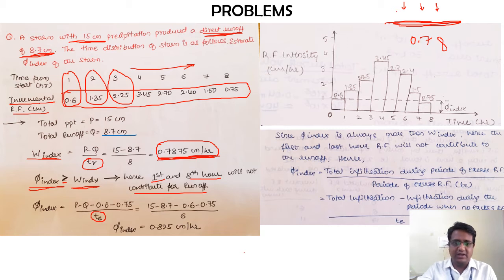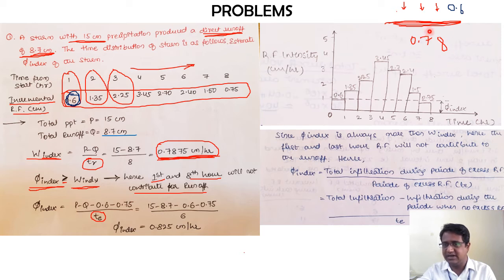Now for the first hour, I'll denote it with blue color. For the first hour, the amount of rainfall occurred is 0.6 centimeter per hour. Now see here, the infiltration rate of the soil is more. The infiltration rate of the soil during the entire 8 hours is 0.78. So for the first hour, when the rainfall intensity was only 0.6 centimeters per hour, all the water which has fallen on the ground has been infiltrated. This is what it indicates.